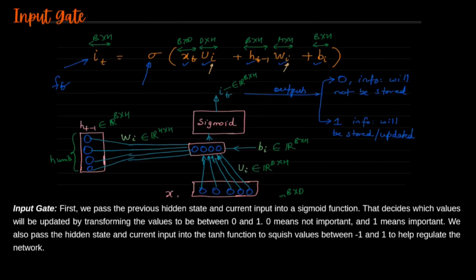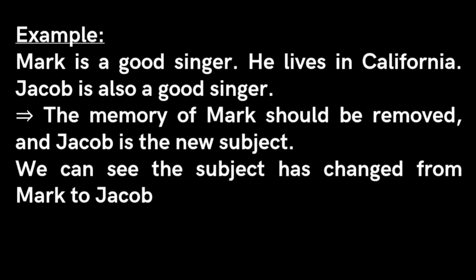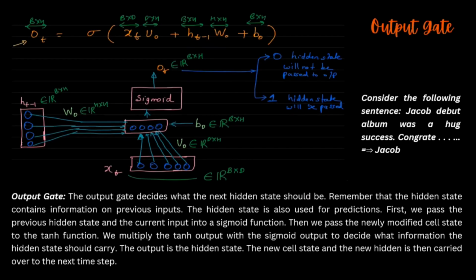For example, Mark is a good singer. He lives in California. Jacob is also a good singer. And the memory of Mark should be removed, and Jacob is the new subject. And we can see the subject has changed from Mark to Jacob.